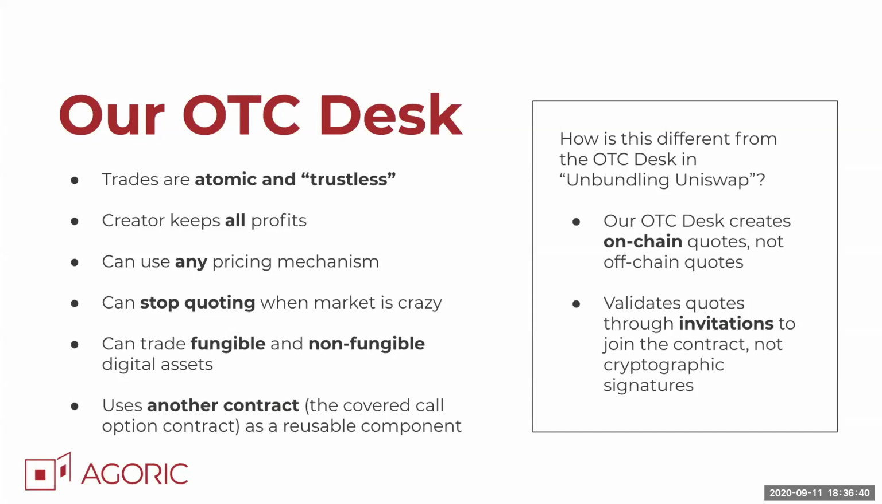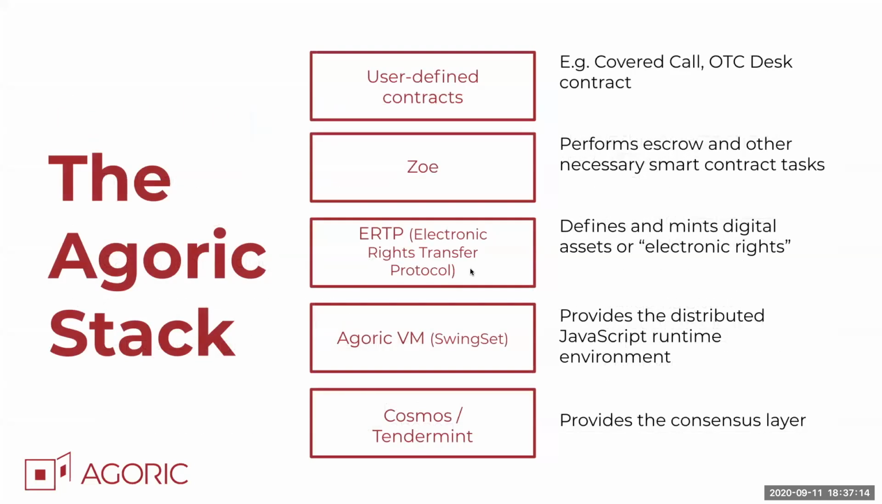But I want to go over the differences from the OTC desk that we're going to be building today compared to the one described in the article, Unbundling Uniswap. Our OTC desk today is going to have on-chain quotes, not off-chain quotes, right? And it's going to be validating the quotes through what we call invitations to join the contract, so not cryptographic signatures. I'll go into what invitations are in a bit, but we're not going to be using cryptographic signatures today.